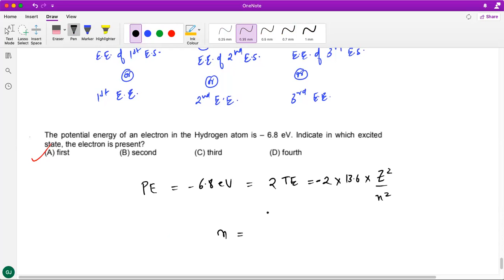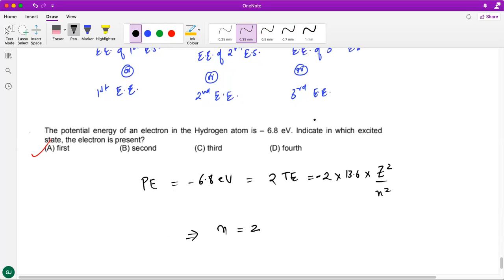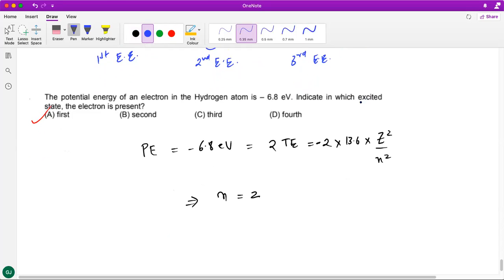From here you will get n is equal to 2, right? But the question is not asking the orbit number. It is asking which excited state. N equal to 2 means it is the first excited state. That's why option A was correct. So you are going to come across such terms while solving questions, so make sure that you remember these terms.